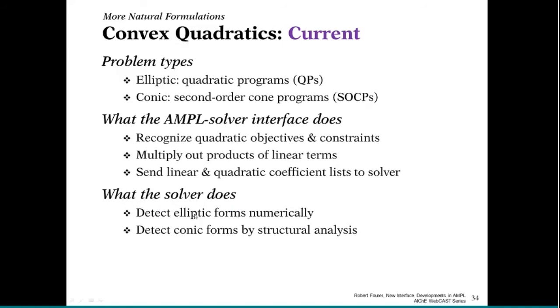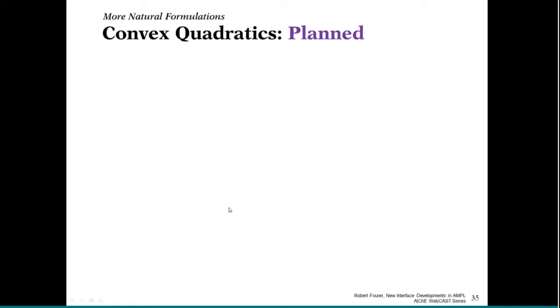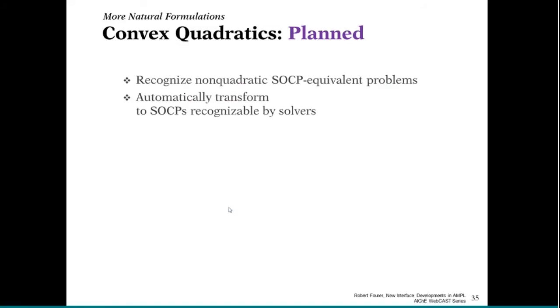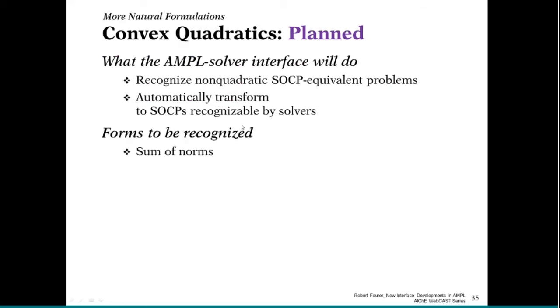CPLEX and Gurobi will detect elliptic forms numerically by looking for positive definite matrices, and conic forms by looking for certain structures. Okay? But what we'd really like to do, and I think this gets back to the question that you asked, is recognize the original formulation and automatically transform it to whatever particular solver needs. And in fact, we have some prototypes of this that I did some work with a graduate student for his thesis, where he figured out ways of recognizing and automatically transforming all sorts of problems that work this way.